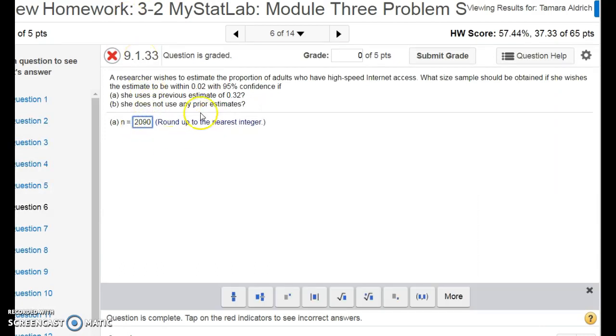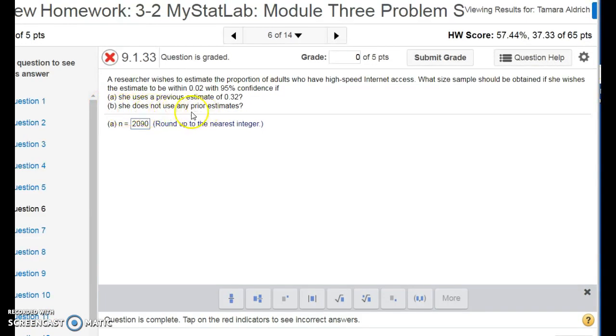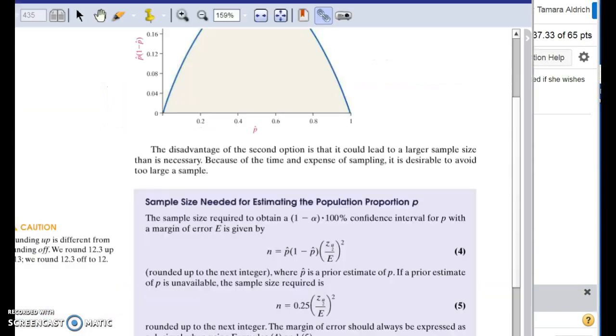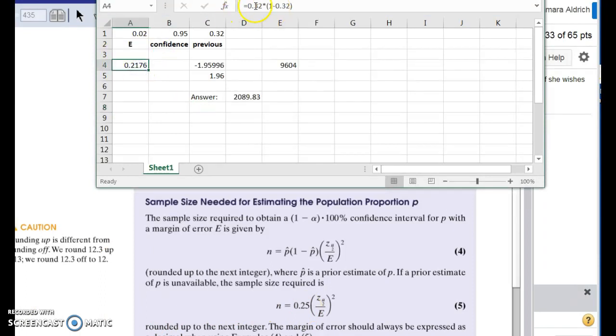And it reminds you here, round up to the nearest integer. And part B is if you do not have a prior estimate and it's almost exactly the same, but instead of using your prior estimate here in the formula and doing this beginning part, you just do 0.25 there. So instead of doing any of this work with our prior estimate, we would just write 0.25 there.